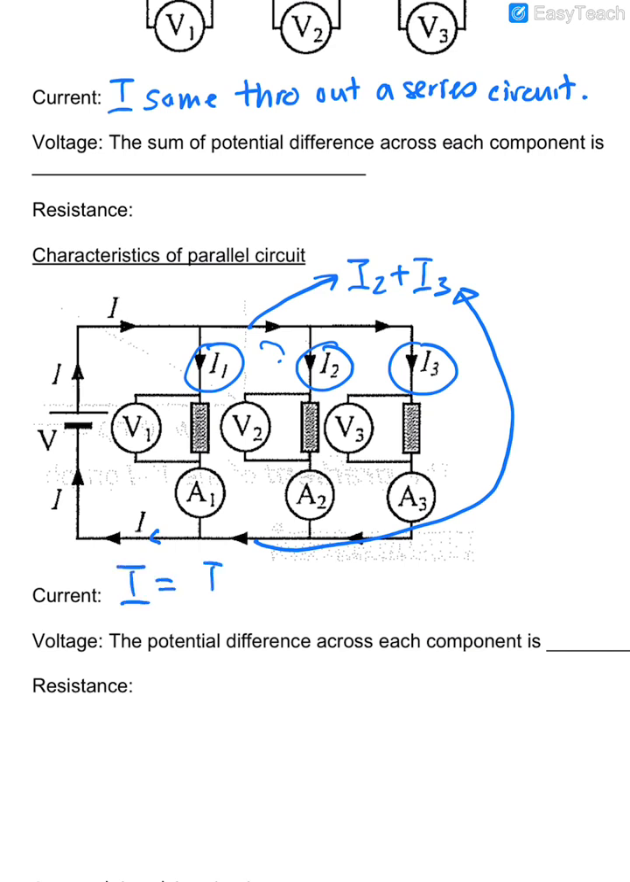So in this case, you can see quite clearly and quite easily that the current splits, right? Again, it doesn't go into the voltmeters over here, okay? They do not draw the current at all, right?